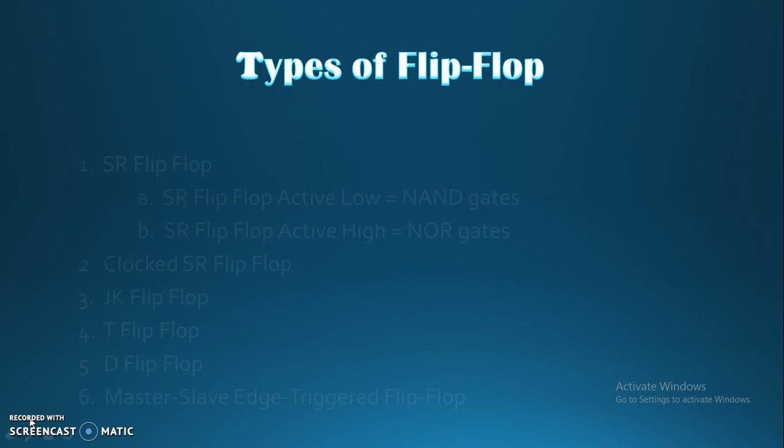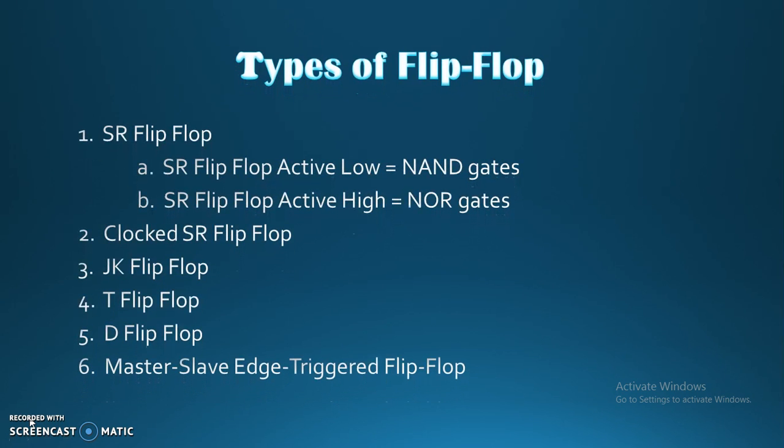The types of flip-flop are: SR flip-flop, which is subcategorized into SR flip-flop active low and SR flip-flop active high. Second is clocked SR flip-flop. Third is JK flip-flop. Fourth is T flip-flop. Fifth is D flip-flop. Sixth is master slave edge triggered flip-flop.